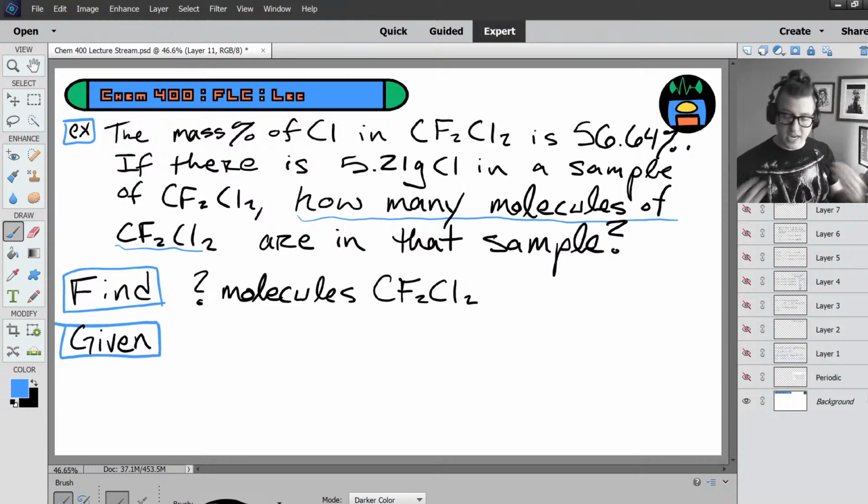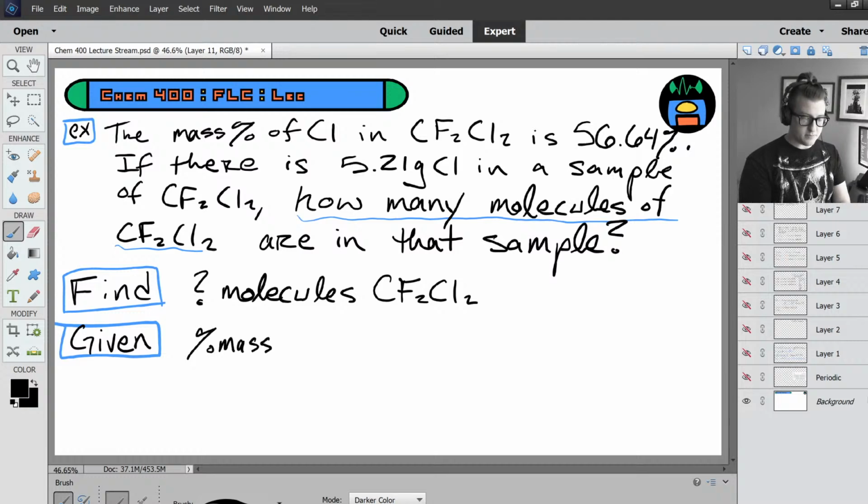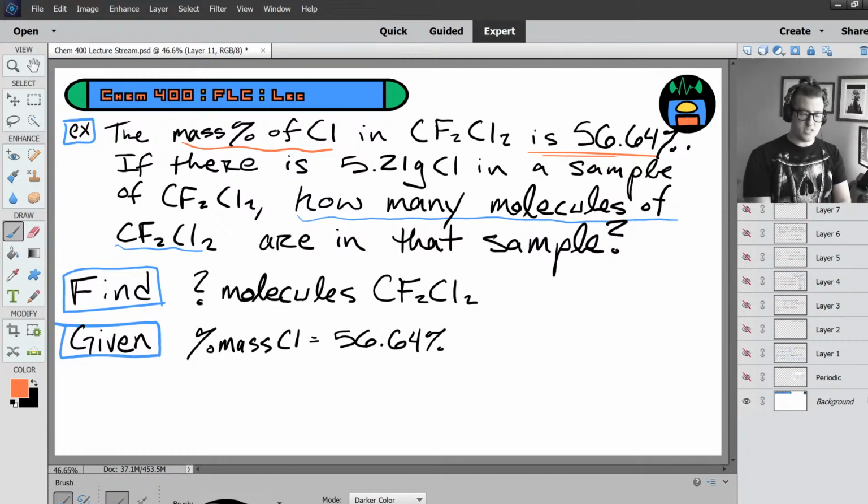Because there's information in every problem that will lead you to the answer if you can assemble it. First, we know we've been given that the percent mass of chlorine in this molecule is 56.64%. It's laced in right up here. 56.64%. This is huge.